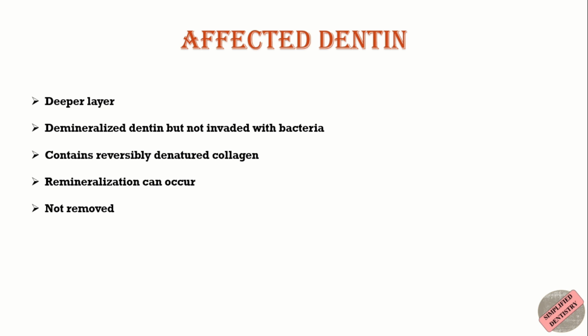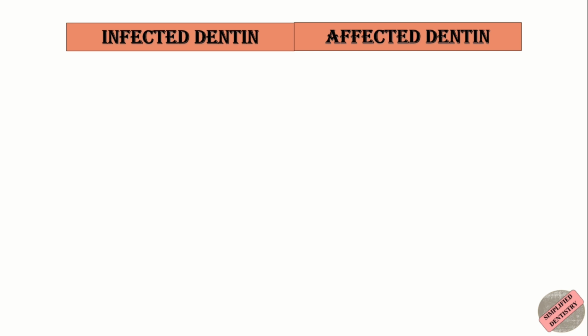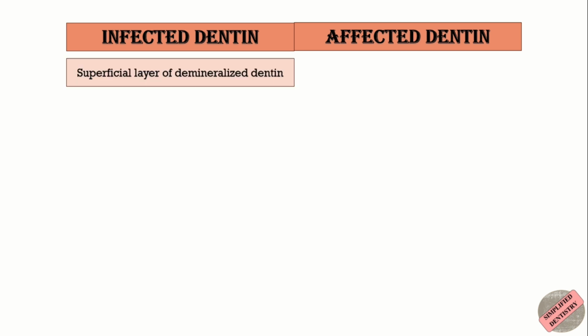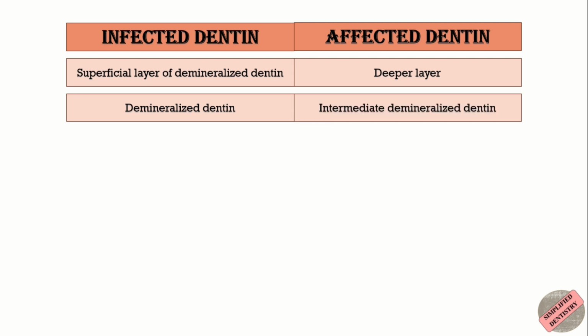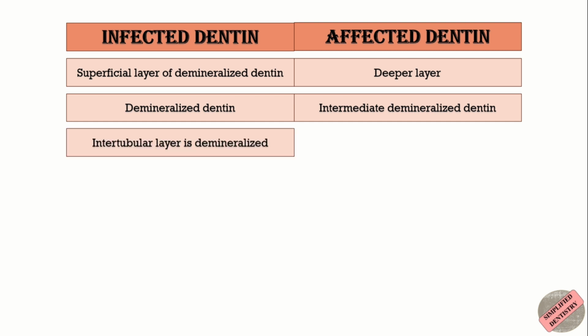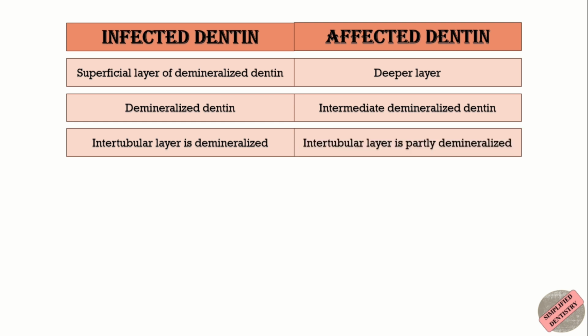Now let's have a look at the differences between infected dentin and affected dentin. Infected dentin is the superficial layer of demineralized dentin, whereas affected dentin is the deeper layer. Infected dentin is highly demineralized, whereas affected dentin is intermediately demineralized. In infected dentin, the intertubular layer is demineralized, whereas in affected dentin, the intertubular layer is partly demineralized.